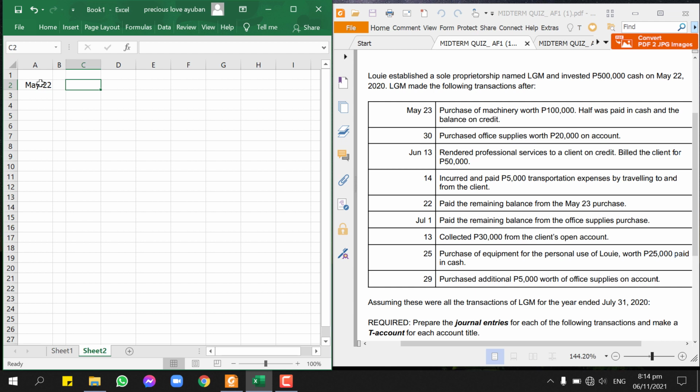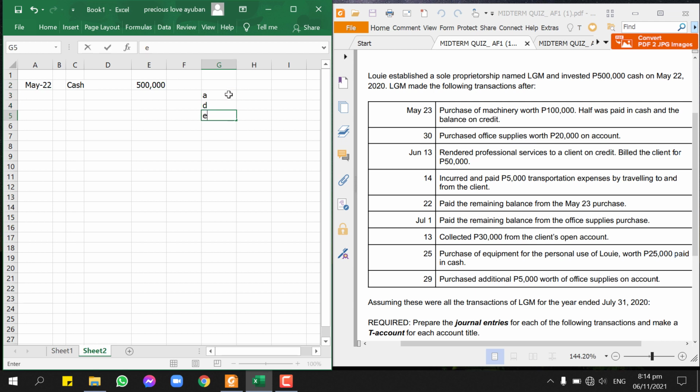So, the transaction is investment of the owner, which means the value received or yung debit natin is cash of 500,000 kasi yan yung pumasok sa ating business. Next, credit naman natin. So literally walang lumabas sa business. Pero, na-analyze natin na nagkaroon tayo ng capital.